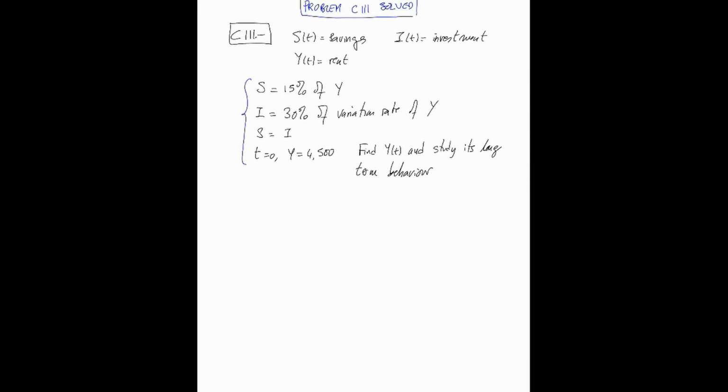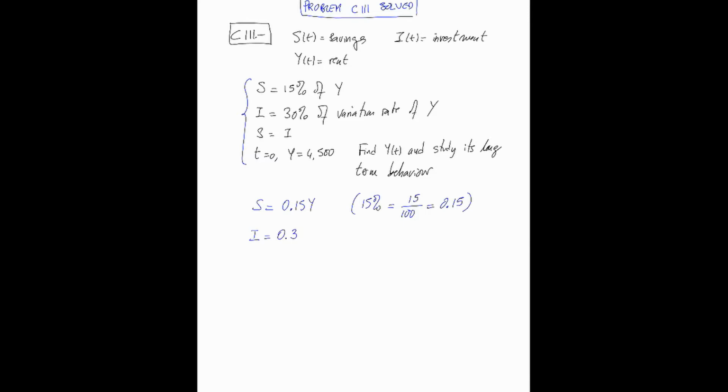And let's write this mathematically. It says the savings is 15%. 15% is 0.15 of the rent, because the word itself is saying 15 of whatever per 100. If you divide this with a calculator, you get 0.15. And it's saying investment is 30%, 0.3 of the variation rate of y.